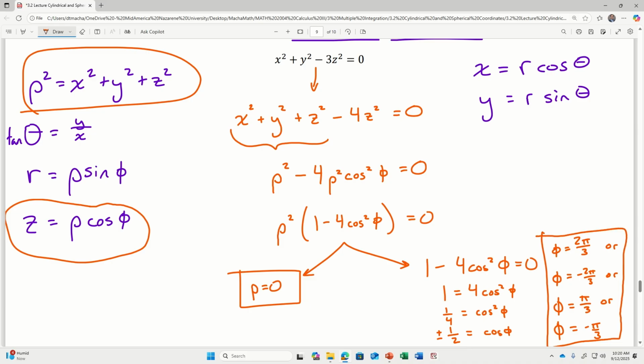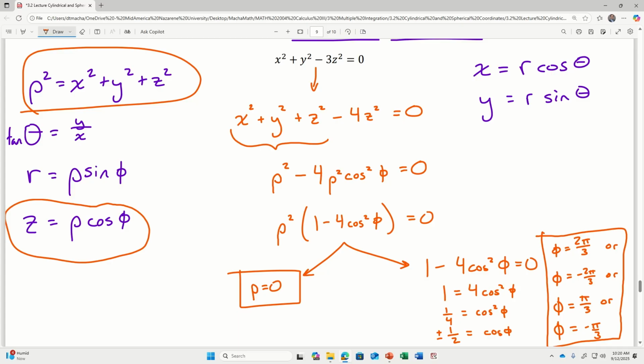Remember what phi means, though, for spherical coordinates? Phi is like the angle from the positive z-axis. So when we point up towards the positive z-axis, phi is 0. And then as phi increases, it starts to go like this until phi is at pi halves. And then you're in the xy plane when phi is equal to pi halves. And then as phi increases up to pi, you're pointing straight down towards the negative z-axis.